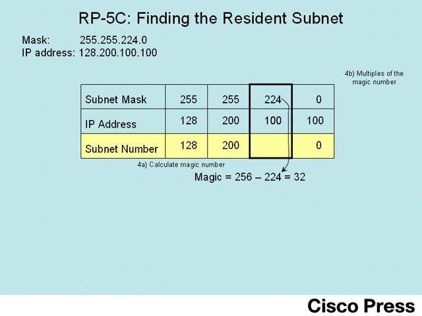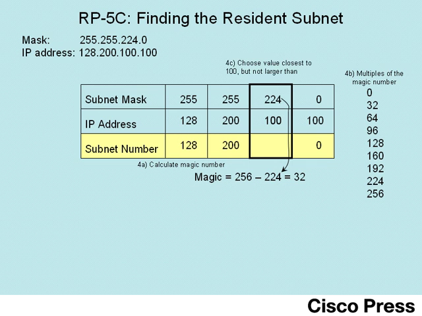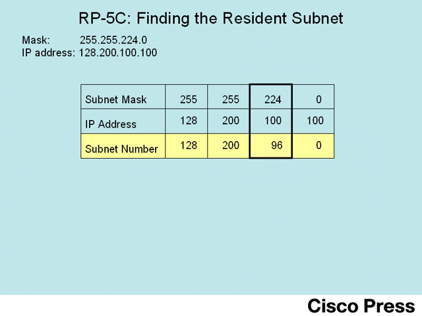So at step 4b, we're going to calculate all the multiples of the magic number. We start with 0 and calculate all the way up through 256. Now the subnet number's value in that third octet is going to be one of those numbers, but which one? So at step 4c, we compare the IP address, not the mask, but the IP address's value in that interesting octet to the list. Now that value is 100 in this example. And we see that 100 is closest to the multiples of the magic number that are 96 and 128. And we simply pick the smaller of the two. So in this case, we pick 96, so the subnet number is going to be 128.200.96.0.